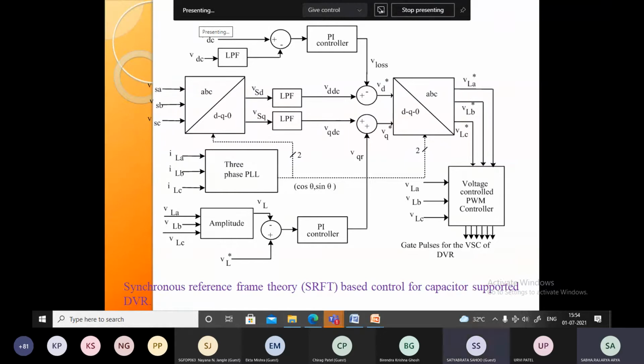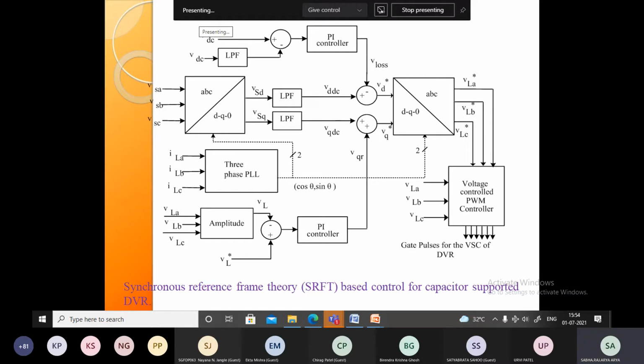Shunt we have seen. In the shunt case, we need to design the reference supply current. In case of series, we need to design the reference load current. First, you sense the DC bus voltage and compare it with the actual value. Put a PI controller and take the output. Take the supply voltage, with whatever distortion and imbalance are there, and convert ABC to DQ. Then you have VSD and VSQ.